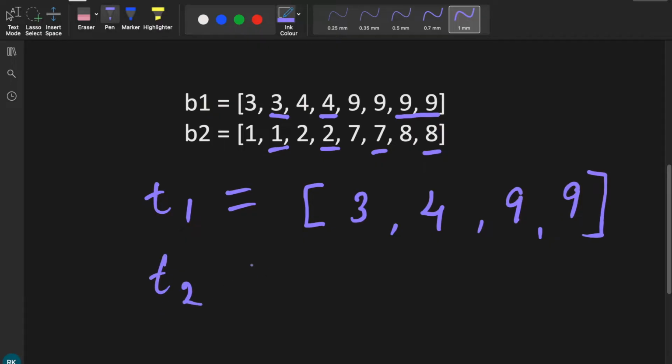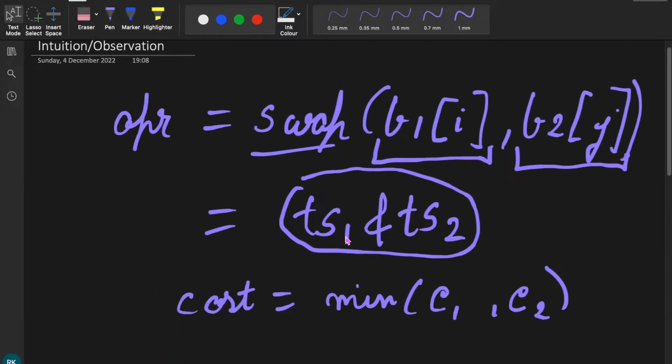And let T2 be the list of all numbers to be transferred from basket 2 to basket 1. It will be 1, 2, 7 and 8. Now the transfer of two numbers together makes an operation. As we saw above, the transfer of one number from basket 1 to basket 2 and the transfer of another number from basket 2 to basket 1 make one operation.